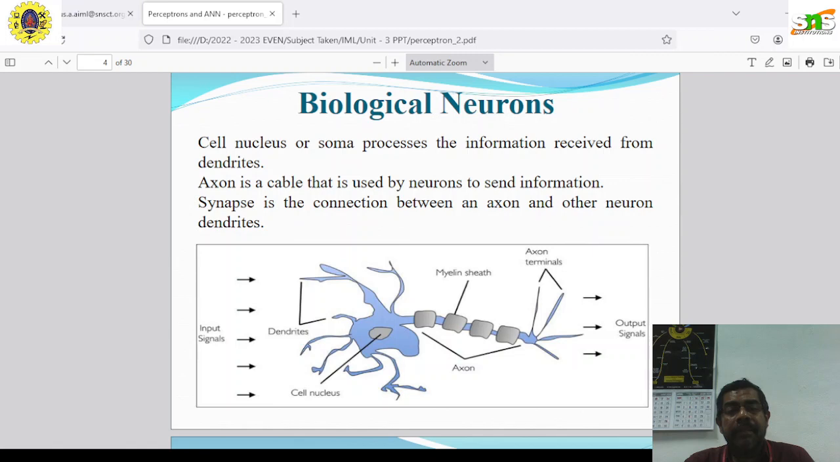We also have the myelin sheath. This myelin sheath plays an important role in generating these signals and transferring them to other neurons. The synapse is the connection between an axon and the other neuron's dendrites. This is the important communication parameter that happens in actual neurons.